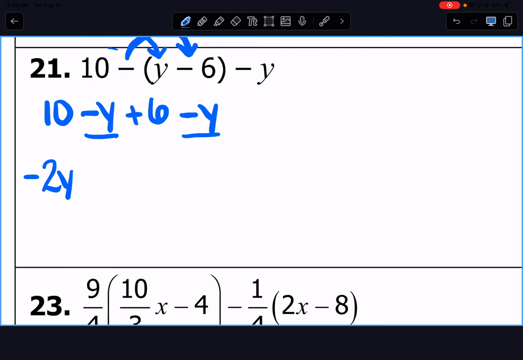And you're not subtracting a negative. So you're not saying minus minus. You're just putting them together. Okay, does 10 have a like term? What is 10 plus 6?